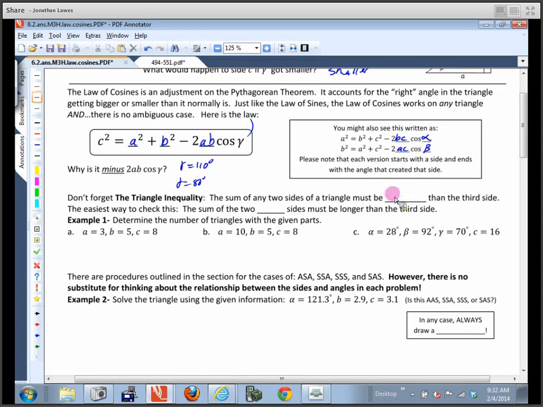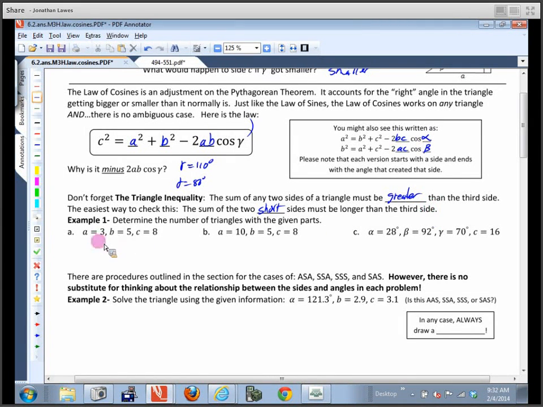They have to be greater. They have to be bigger. So the easiest way to check this is to add up the two short sides, or the two small sides. They've got to be longer than the third side.